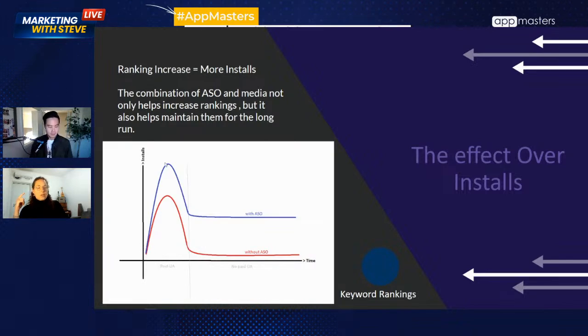But if we have the correct keywords in and we did ASO, right? During the campaign, we're going to get many more installs because we have better rankings. And then when we stop it, we started from here. Now we are going to get way more installs after the campaign. So that's the spike method.